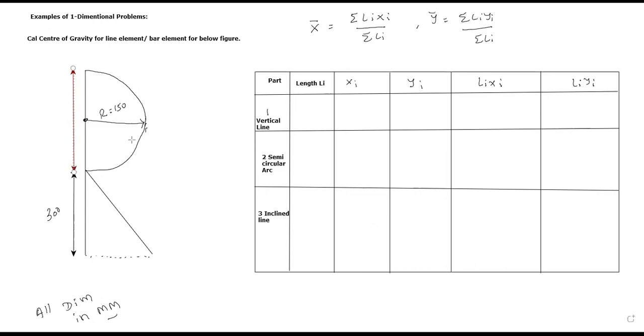Can I say this is the diameter of semicircle? Yes or no? Please confirm me. Is it clear or not? इसको मैं डायमीटर बोल सकता हूँ. रेडियस आपका 150 है, तो हम डायमीटर को 300 mm बोल सकते हैं.